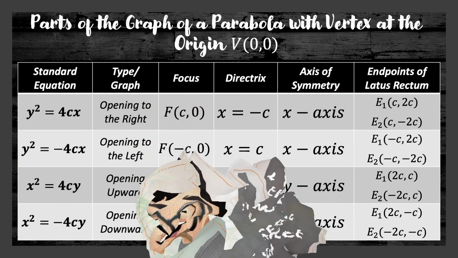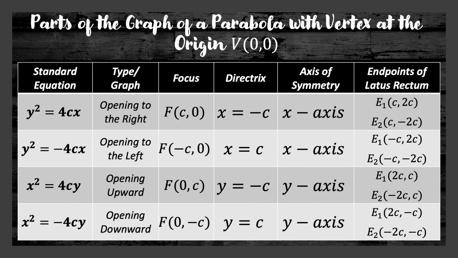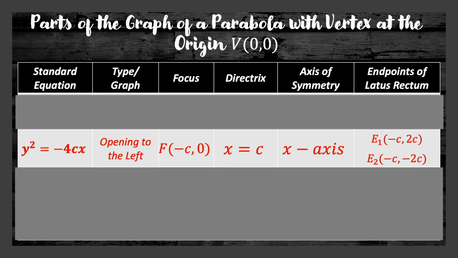Now, since the given standard equation y squared equals negative 12x corresponds to y squared equals negative 4cx, and it is a parabola that opens to the left, we will use the formulas in the second row. So that you won't get confused or distracted by other formulas, I suggest you cover those formulas we don't need for y squared equals negative 12x.